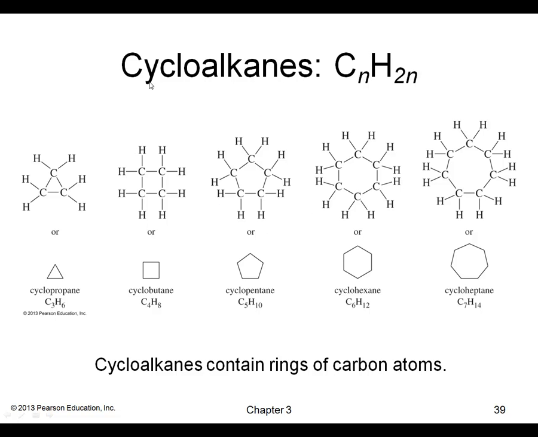The cycloalkanes, another class of molecules, go by this molecular formula of CnH2n. So we take away two hydrogens from the alkane. So we see that here with cyclopropane, 3 carbons, 3 times 2 would be 6, and indeed we have 6 hydrogens, 2 on each carbon. So with the cyclic alkanes, all we do is we put cyclo in front of the number of carbons in the ring.